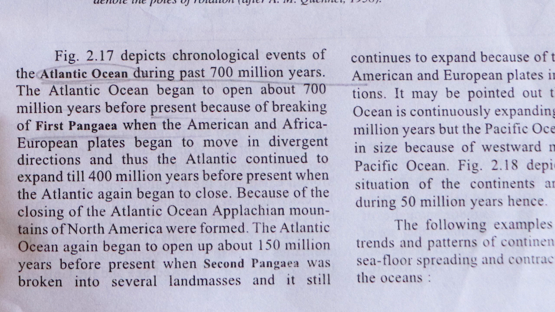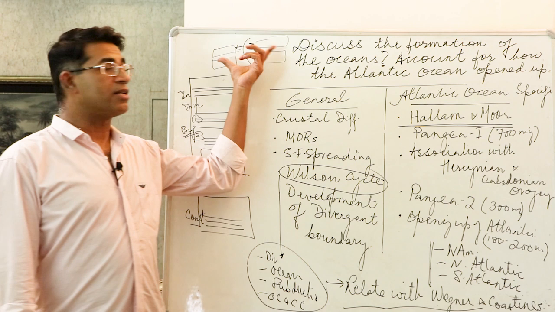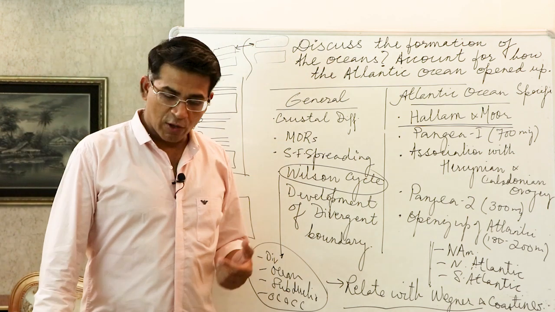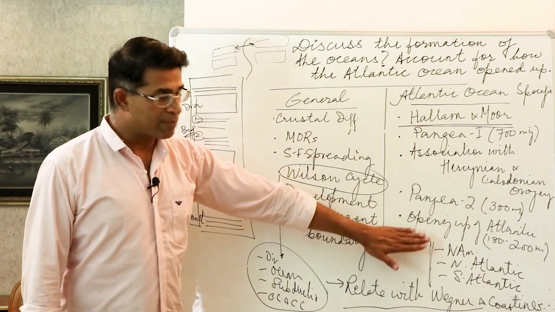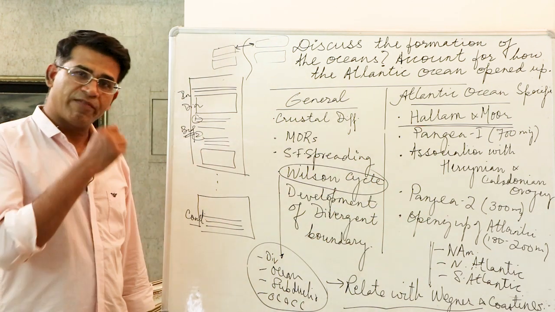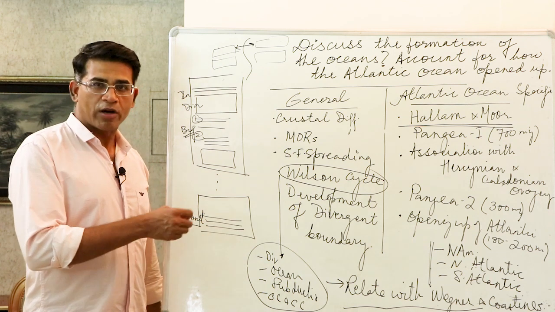The Atlantic Ocean again began to open up around 150 million years. And that was the second Pangaea now opening up. And it says that this results in the movement of the continents in the opposite direction. So I think you have a fair idea now about the events with the dates mentioned. I'll suggest you could pause the video, look at the write-up and jot them down.